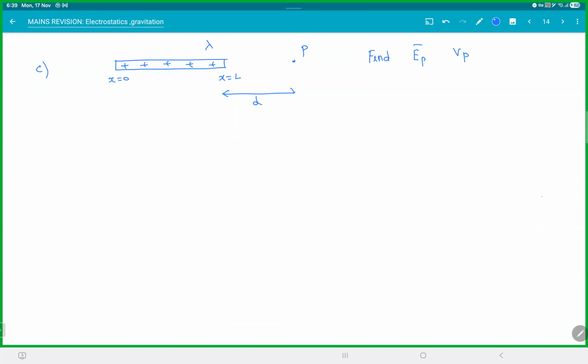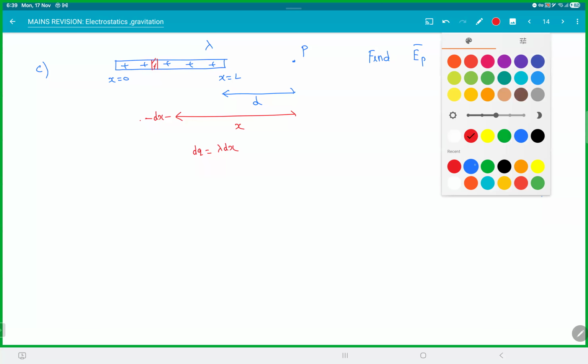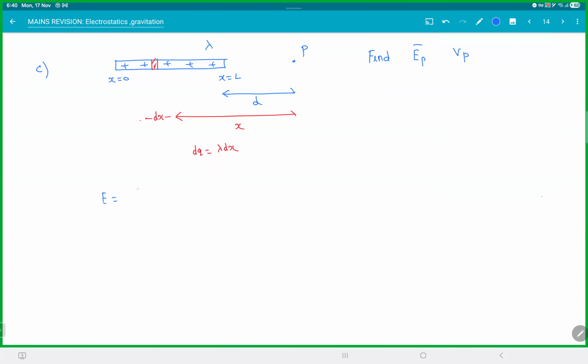Yeah. So how do we do this thing? At a distance x, take a small piece dx. So the small piece dx will have a charge dq is equal to lambda into dx. So the electric field will be integral k dq, that will be lambda dx by x square. And what are the limits? So this x is a distance from point P. So the limits will go from d to L plus d. Agreed?